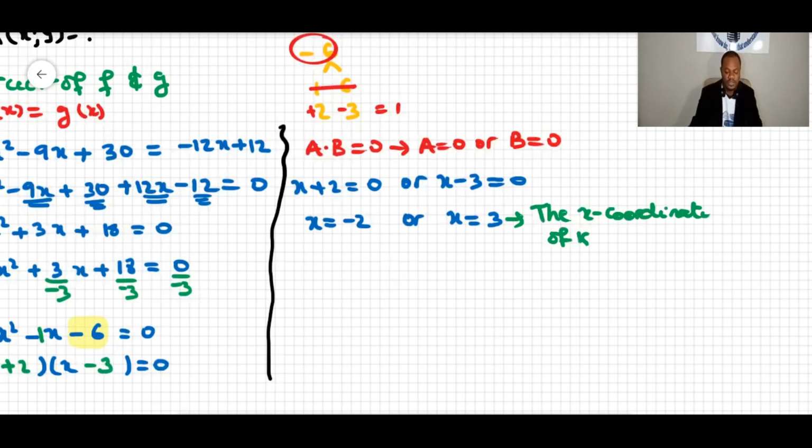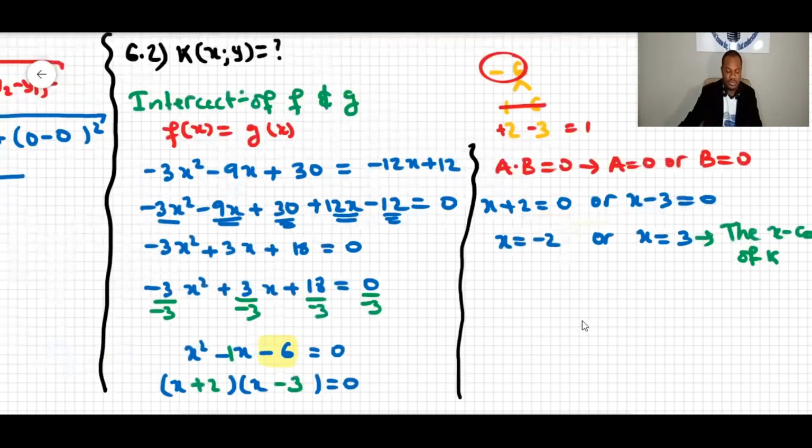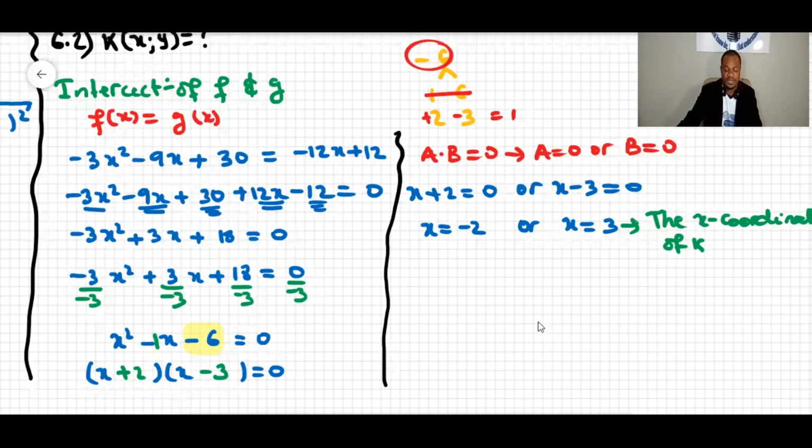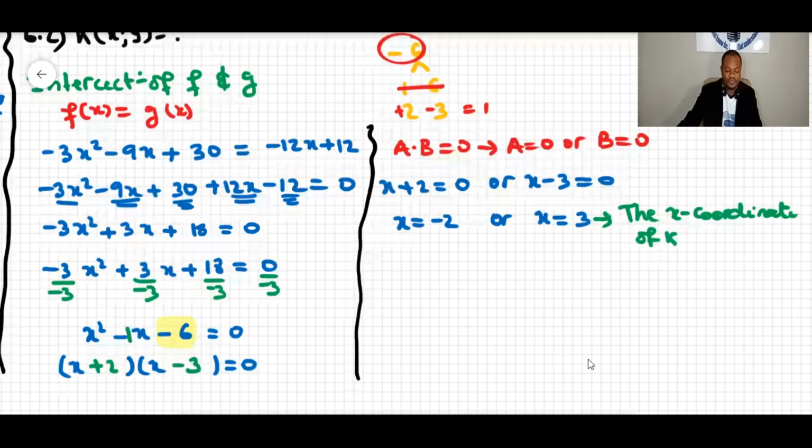Then to find the y coordinate, we're going to substitute the value x equal to 3 into either equation, because k lies on f and also lies on g. I can substitute it over here or there, but on g it's going to be easier for me to find the answer. No matter where you substitute it, you're going to get the correct answer. So I'm going to substitute 3 into g of x.